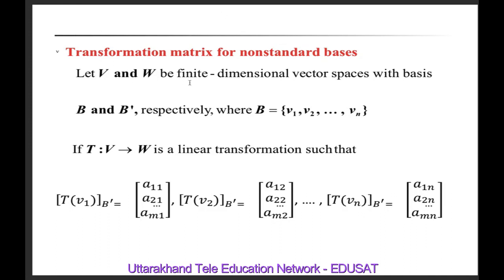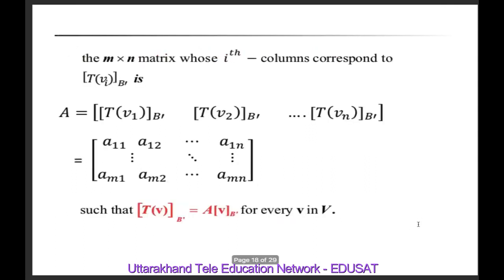Let V and W be finite dimensional vector spaces with basis B and B dash respectively, where B is this. Then if T is a transformation from V to W, then [T(V1)]B dash is equal to A11, A21, ..., Am1. [T(V2)]B dash is equal to A12, A22, ..., Am2. [T(Vn)]B dash is equal to A1n, A2n, ..., Amn. The M by N matrix whose ith column corresponds to [T(Vi)]B dash is A equal to [T(V1)]B dash, [T(V2)]B dash, ..., [T(Vn)]B dash.